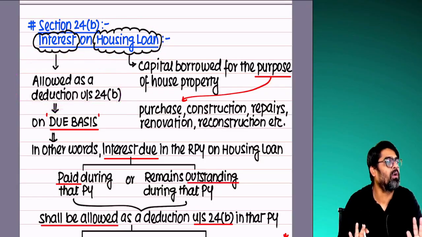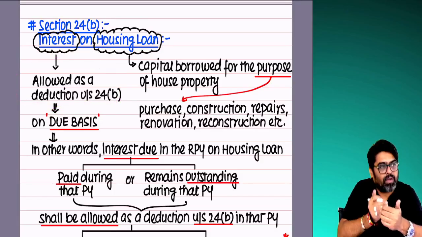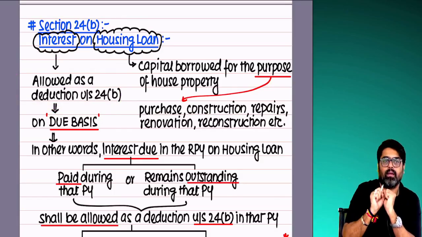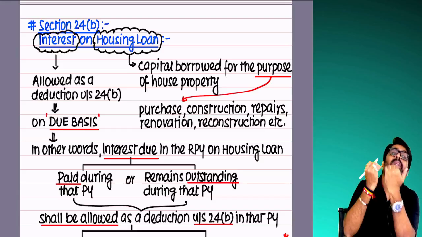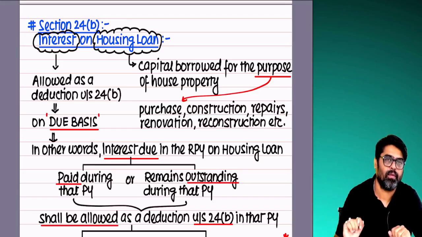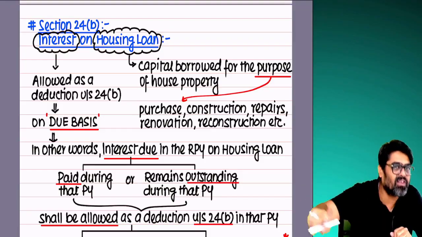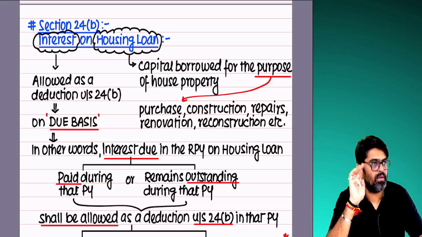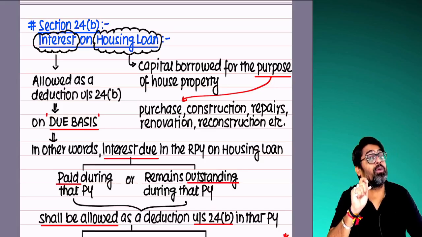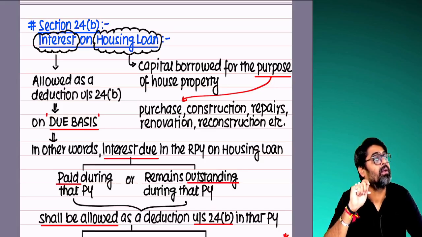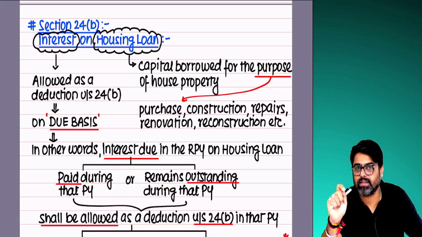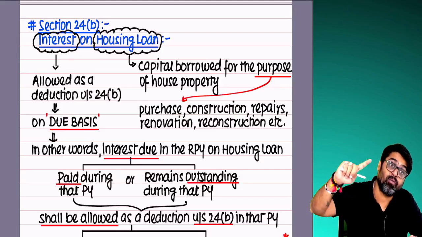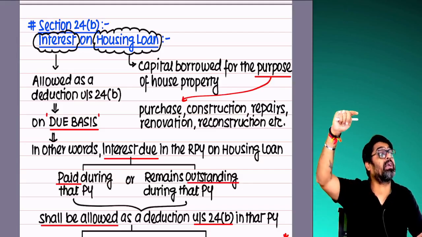Yes or no? But what about when you return the housing loan amount you have taken? For the repayment of that principal amount, you are not going to get this deduction. But subject to certain conditions, repayment of housing loan will be allowed as a deduction from your GTI under section 80C.